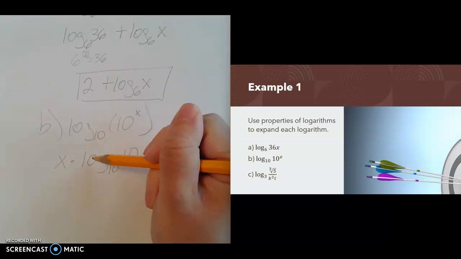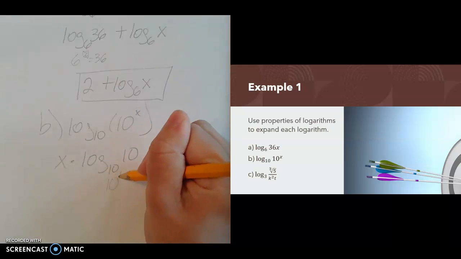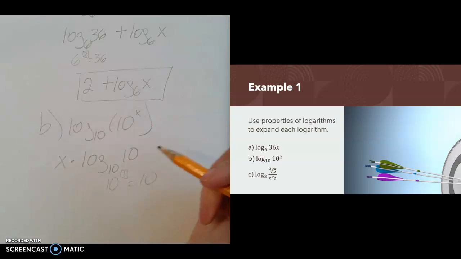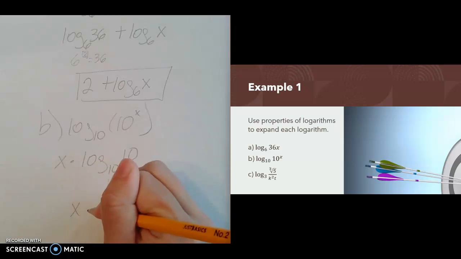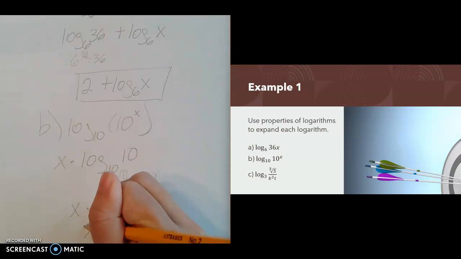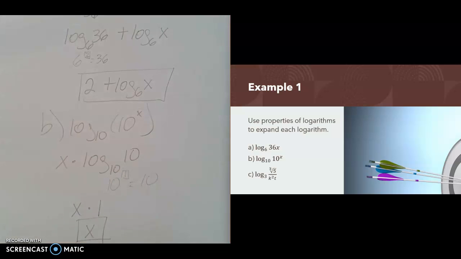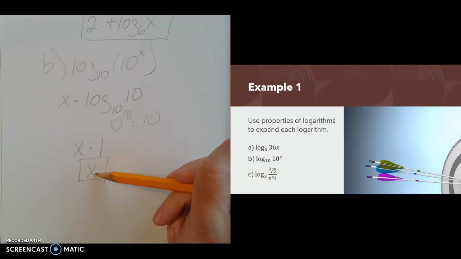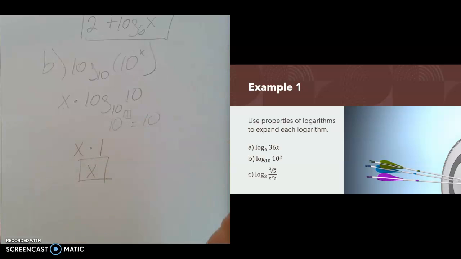And I can actually do the log base 10 of 10 if I think, 10 to what power gives me 10? Well, 10 to the first power is 10, right? So the log base 10 of 10 is 1. So really I have x times 1, which would be x. And so you can see how expanding first helped me to simplify this logarithm.